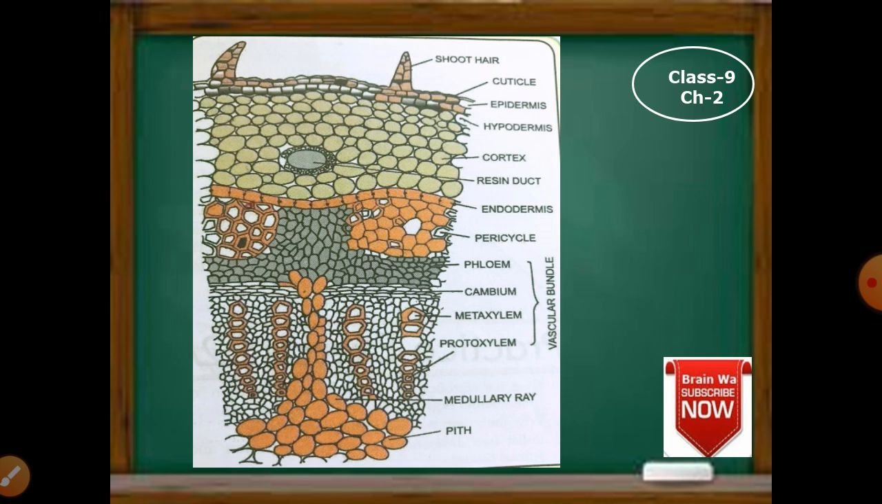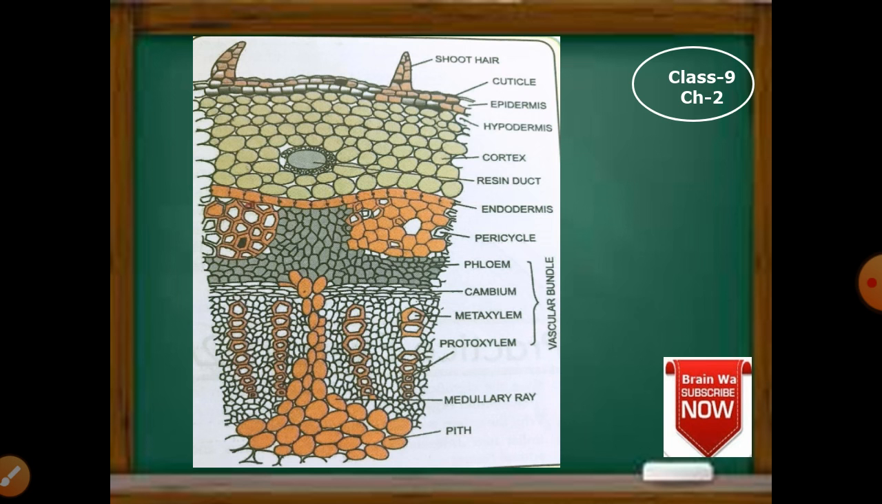The outer layer is the epidermis, which is formed of compactly arranged parenchymal cells. Below the epidermis, the hypodermis of the stem is formed of collenchyma cells. The cortex is formed of many layers of loosely arranged parenchyma cells. The endodermis is formed of compactly arranged parenchymal cells. Vascular bundles lie inner to the endodermis in a ring around the central pith of parenchymal cells.